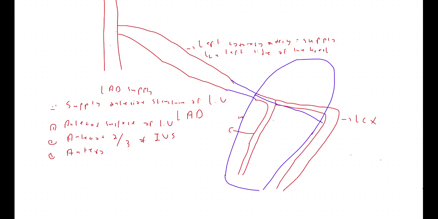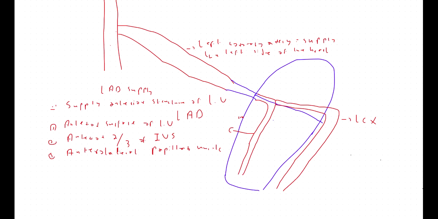Okay, the anterolateral papillary muscles are going to be supplied by your LAD. So this is the supply of LAD. LAD supplies your anterior surface. It's running anteriorly, so it will supply everything which is present anteriorly in the left ventricle.